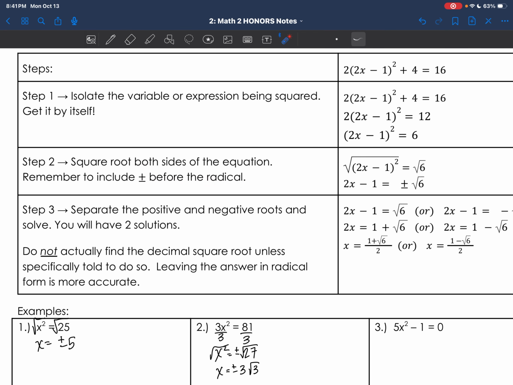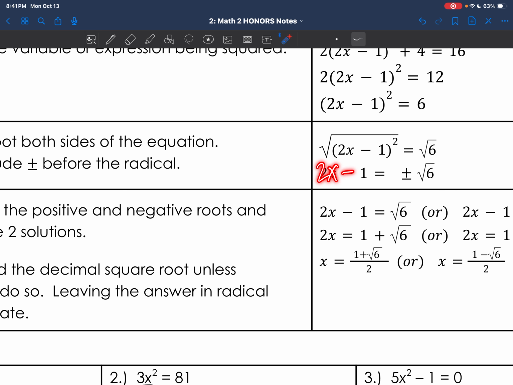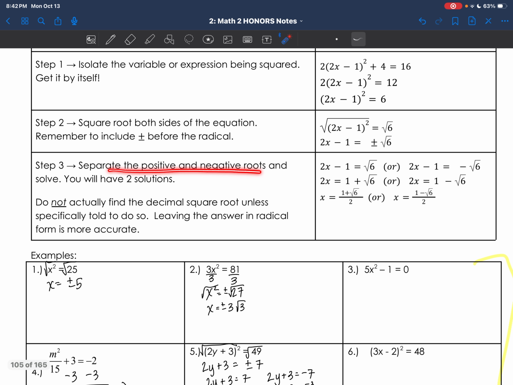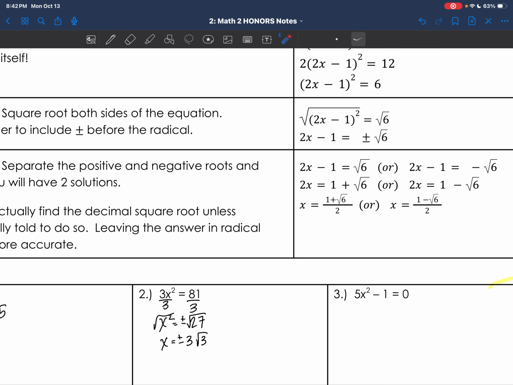Now that we've taken the square root, we're left with 2x minus 1 equals plus or minus the square root of 6. Once you have this part, we're going to separate the positive and negative roots and then solve. So you will have 2 solutions. Don't actually try to find the decimal square root unless you're told to. You can leave it in radical form. That's more accurate anyway. So we're going to take this plus root 6 and put it here, and then take the minus square root of 6 and put that over here. In this case, the square root is outside the radical, so we're okay.